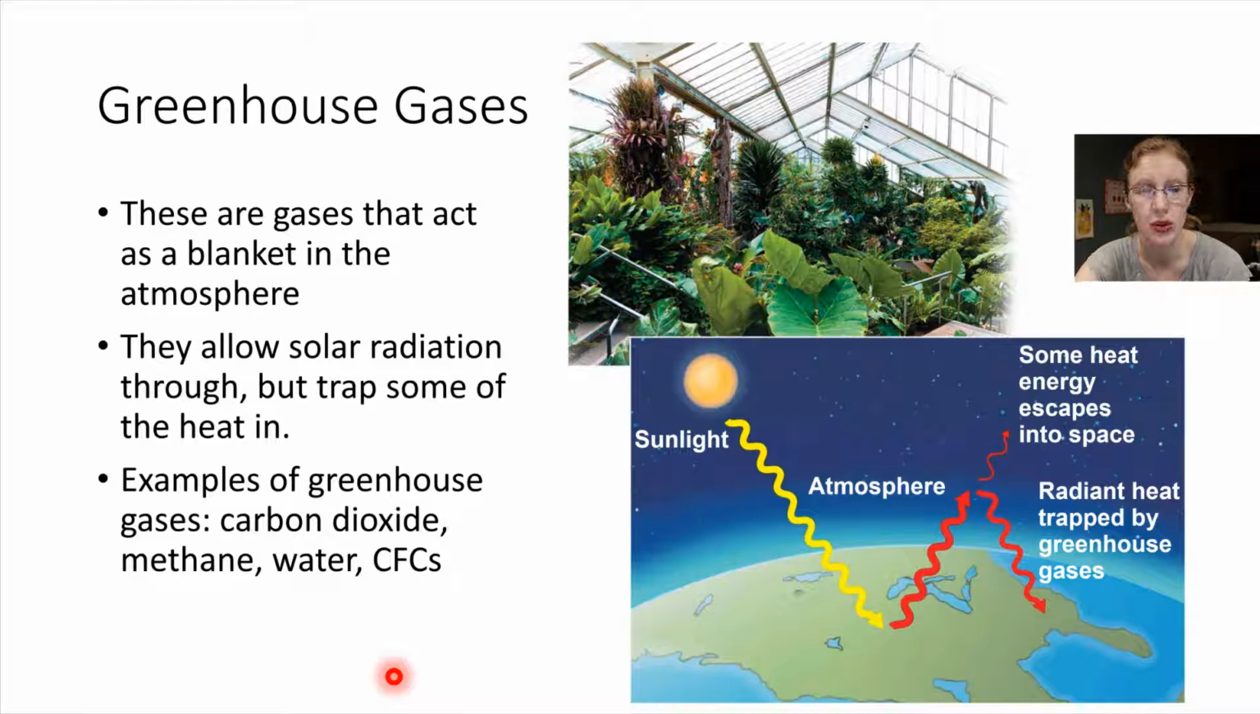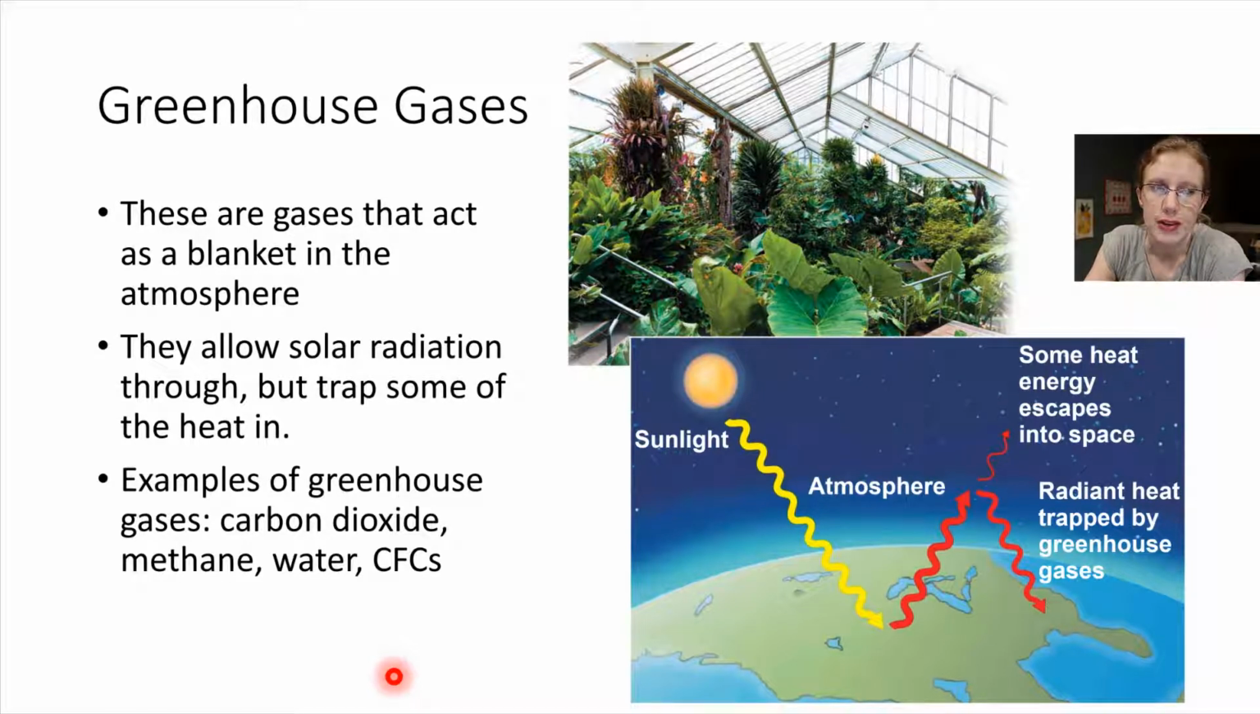They do let solar energy through. So it's like the energy from the sun can make it down to the surface of the earth, but then the heat has a hard time escaping. So these gases essentially act like a blanket, is the analogy that's often used, and it's a good analogy.